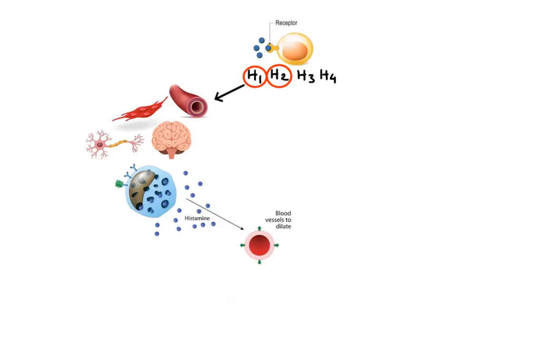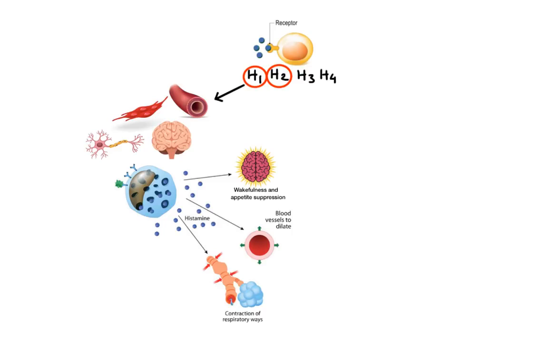Now when histamine binds to smooth muscle receptors, particularly the ones located in bronchioles, it causes bronchoconstriction. Histamine also acts as a neurotransmitter within the central nervous system. Histamine binding to the H1 receptors in the brain promotes, among other things, wakefulness and appetite suppression. Lastly, histamine-mediated stimulation of peripheral nerve endings leads to pain and itching sensations.